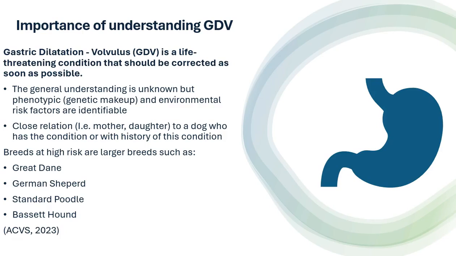The general cause of where GDV initially comes from is not understood, but there are phenotypic and environmental risk factors that can be outlined for the condition. Risks are in larger breeds and canines with close relation to a dog who has the condition or with a history of this condition. A list below are high-risk breeds.